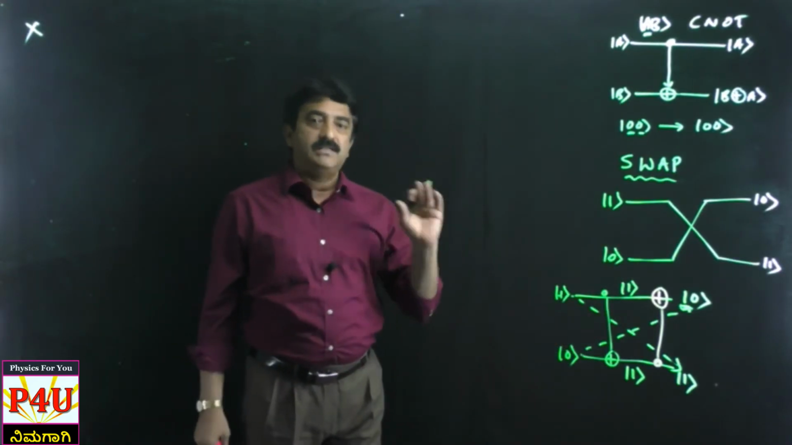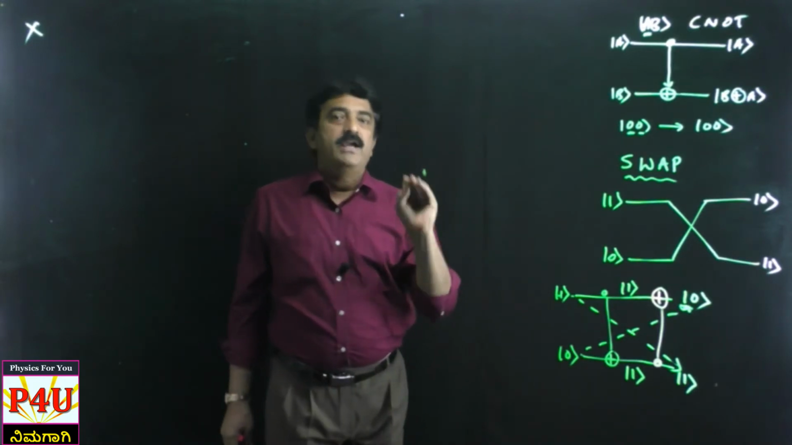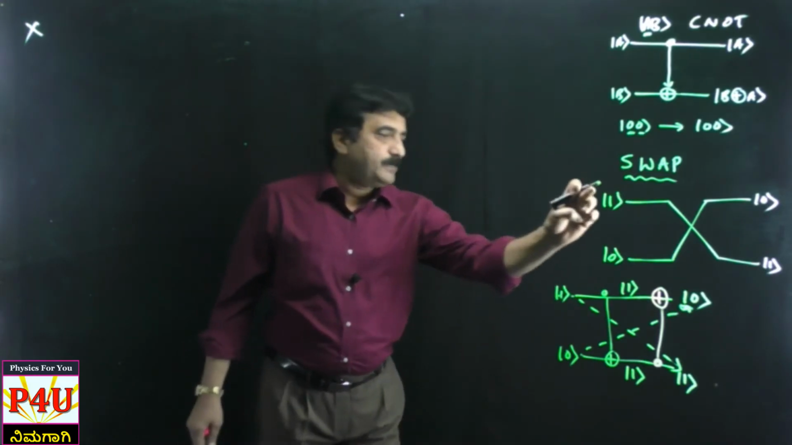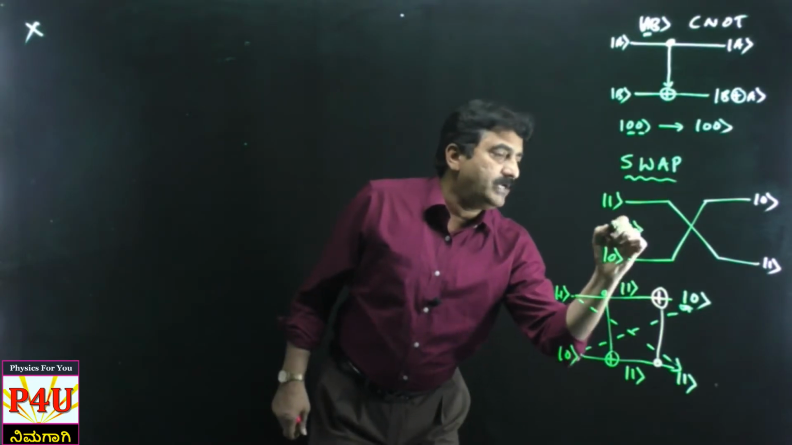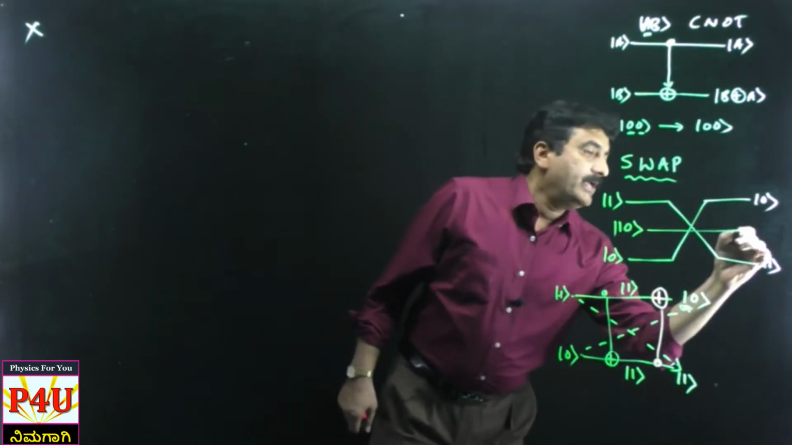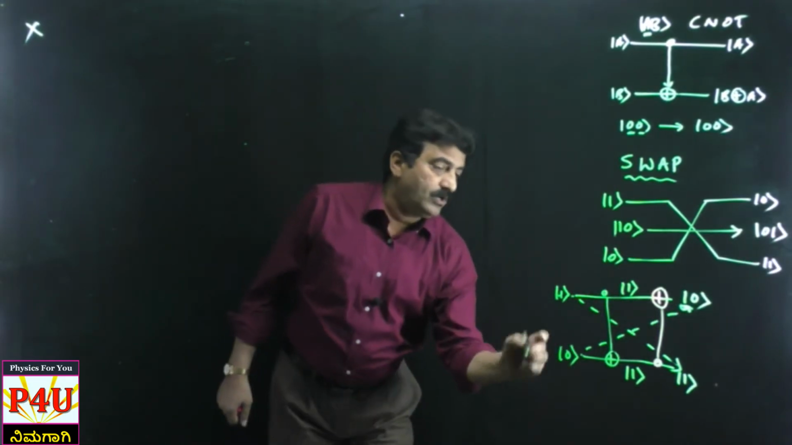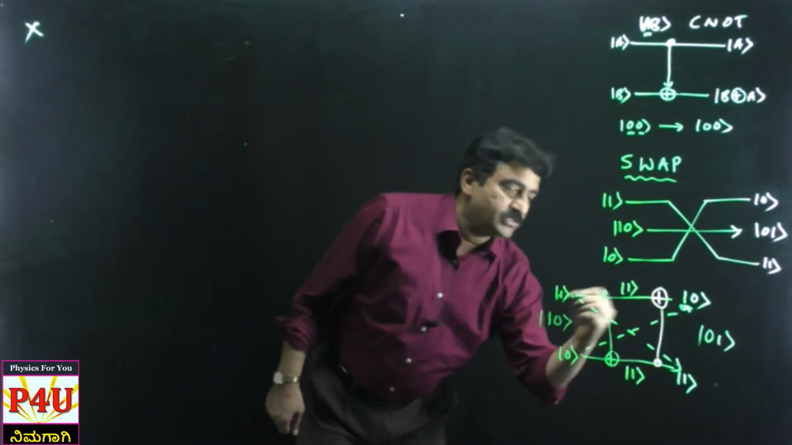A swap gate consists of at least 3 CNOT gates. Sir, you have written only 2. Just to explain this, I have written 1 0. That means 1 0, as a multi-qubit state, is finally going to become 0 1. Correct? So 1 0 is going to become 0 1. So this is the flip.